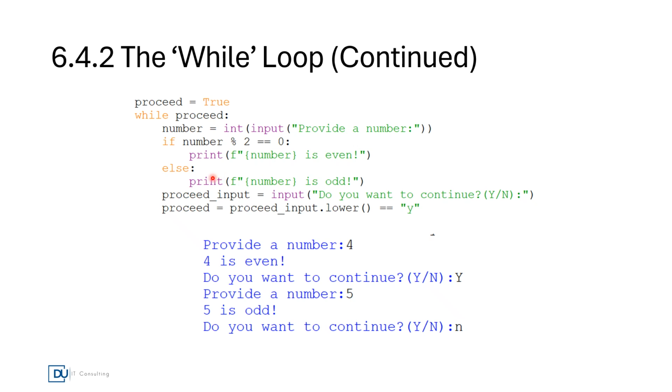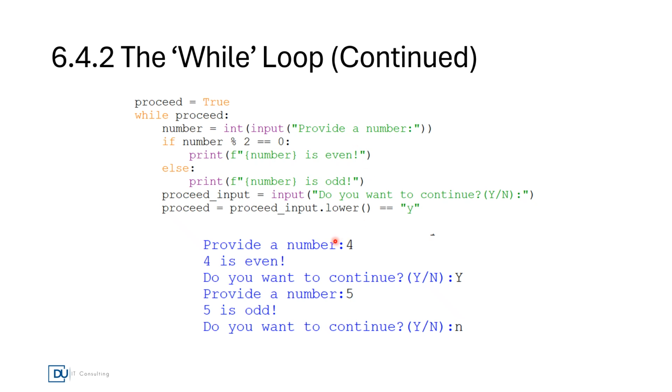And then we also check whether the user wants to continue by asking, do you want to continue? And the user can provide Y or N, either in capital or lower case letters. And then we check whether it is a y, that means whether it is a yes. If the user provides y, then the while loop is executed again.